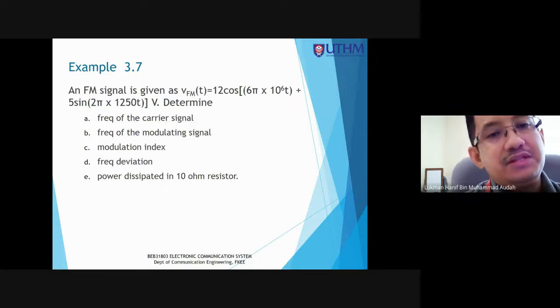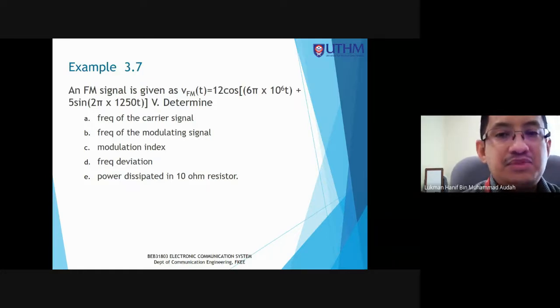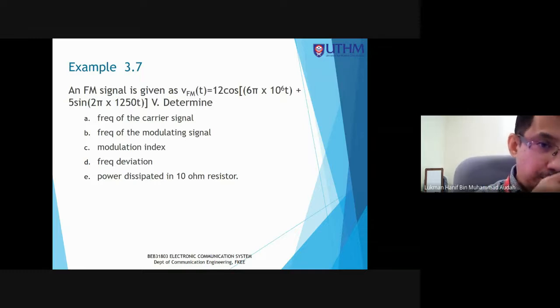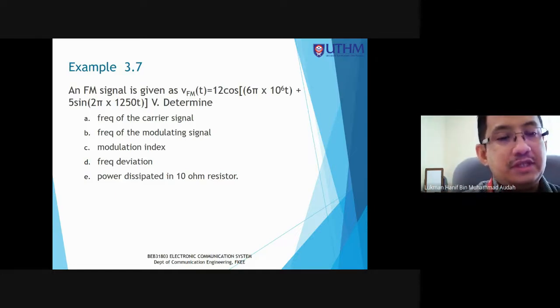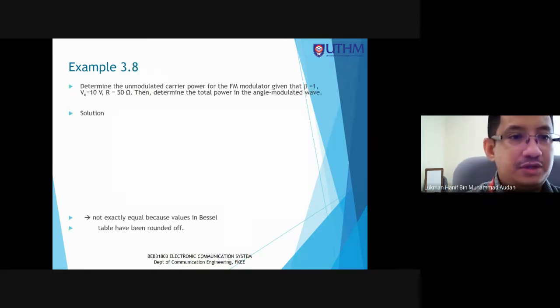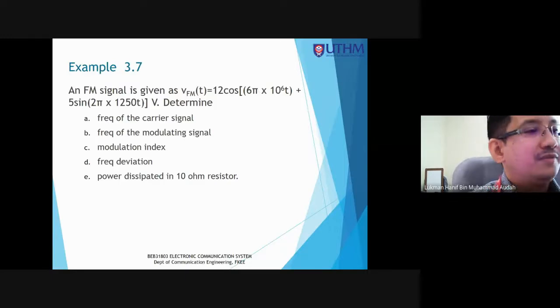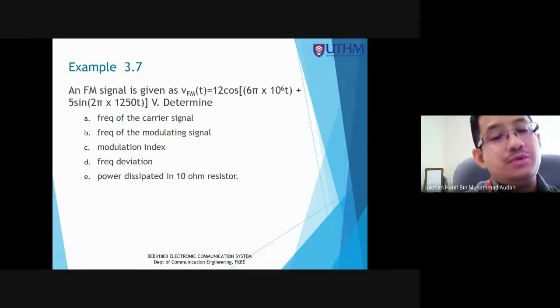An FM signal is given as 12 cos(6π × 10^6 t + 5 sin(2π × 1250 t)) volts. Determine the following. Is there an answer or not? We have to work it out, so we need to do this example.